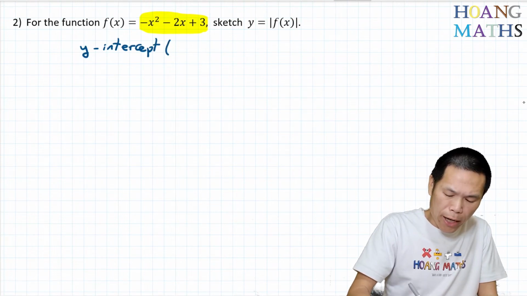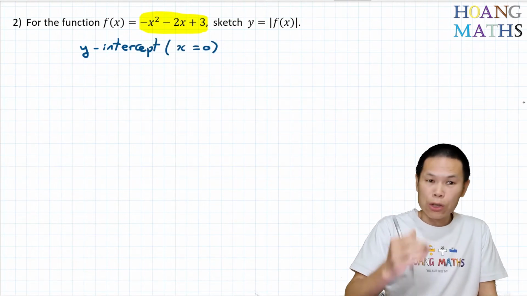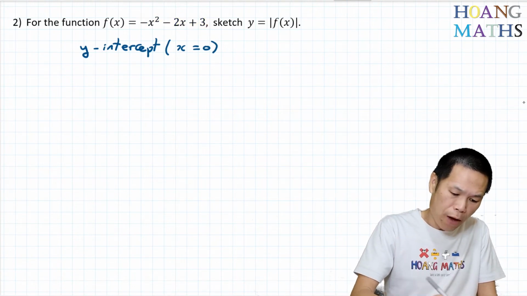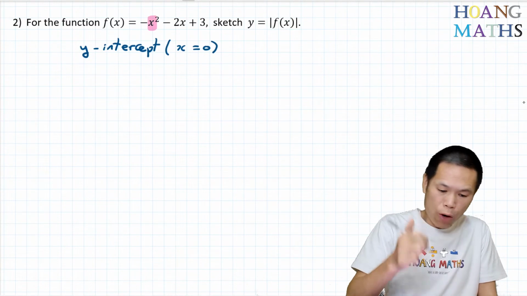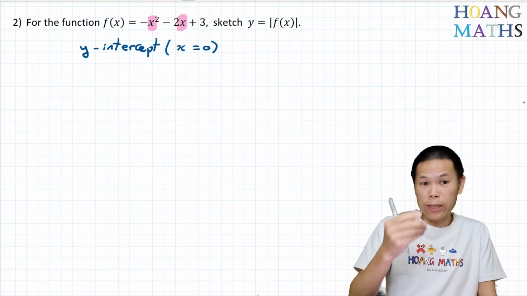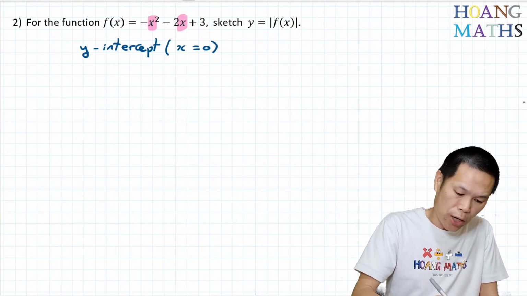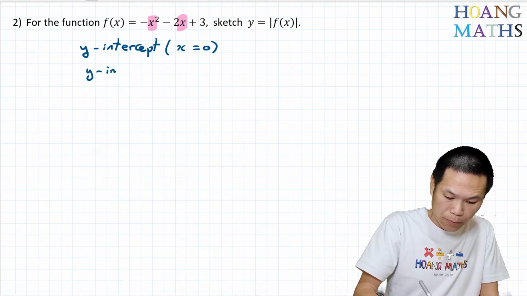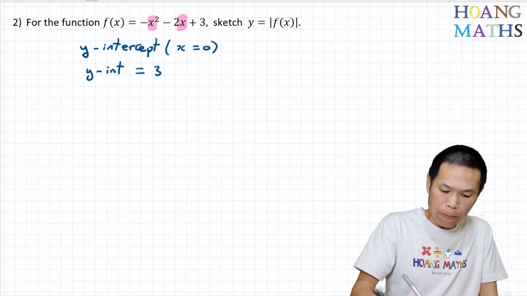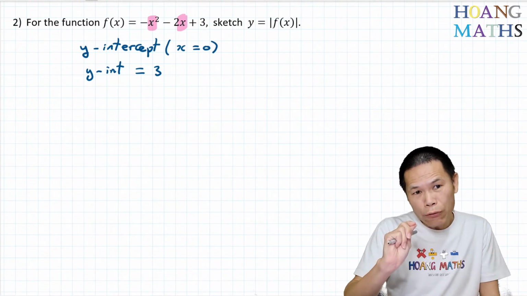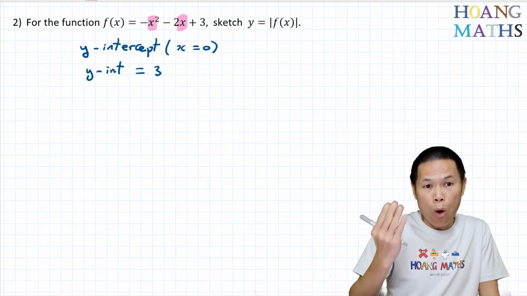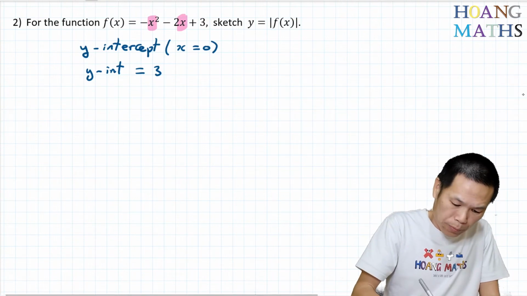So this means that when x is equal to 0, we have 0 squared, which gives me 0, and 2 times 0 is 0. So we are left with 3. So y-intercept is equal to 3. Then step number 2, we need to find the x-intercept. So x-intercept means when y is equal to 0.